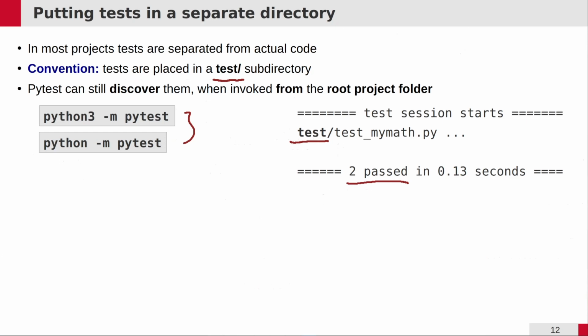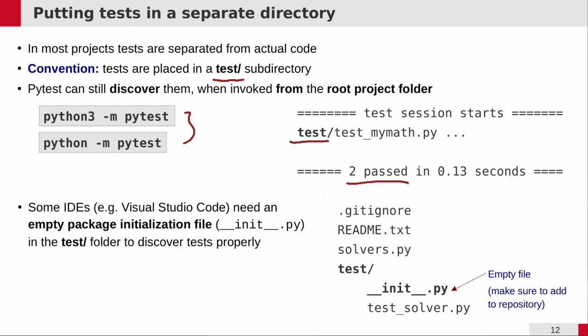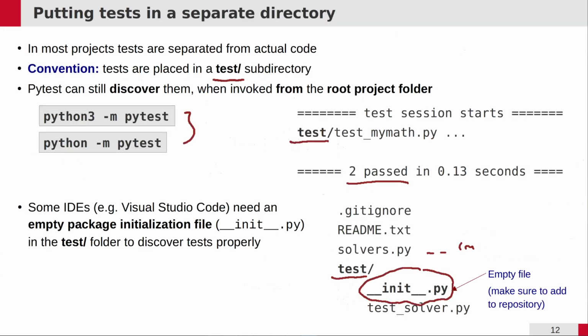Some other tools, among others Visual Studio Code, need some more help in order to locate the test functions correctly if they are in a test subfolder. The help it needs is that you have to create an empty file in the test folder, which is called __init__.py.